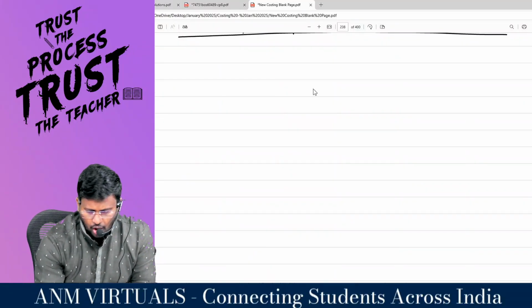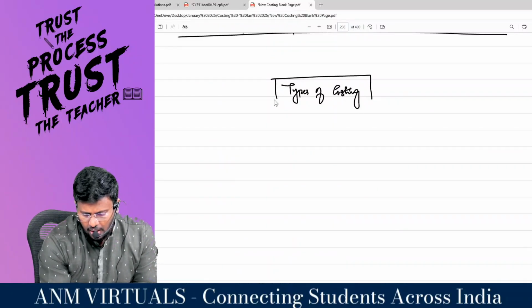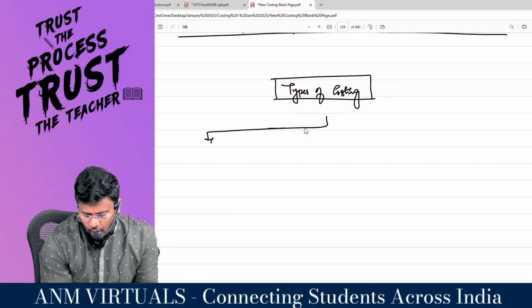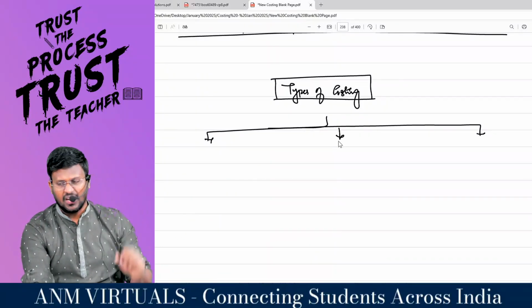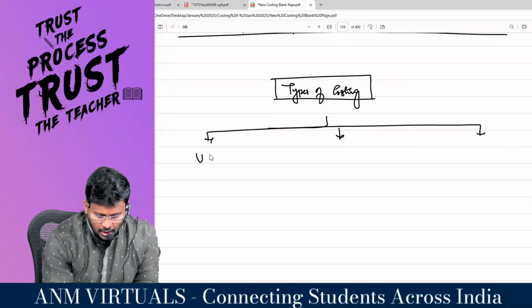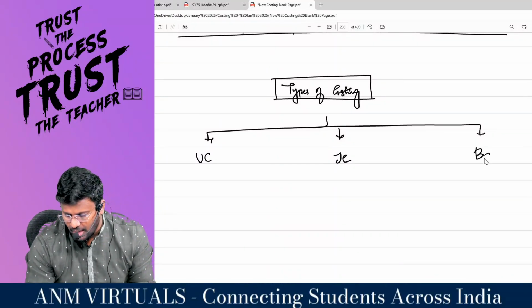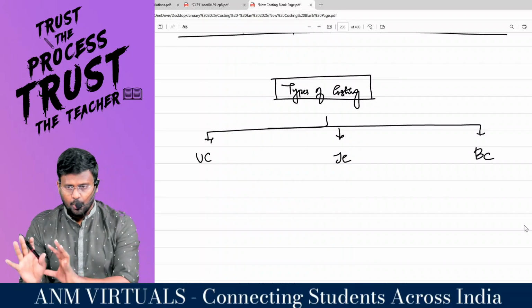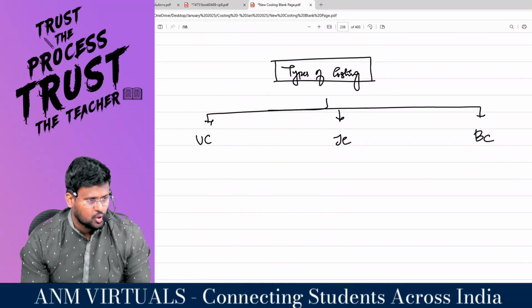These are called the types of costing. There are 3 types of costing basically. The subject costing can be classified into 3 categories. Number 1 is unit costing. Number 2 is job costing. And number 3 is batch costing.